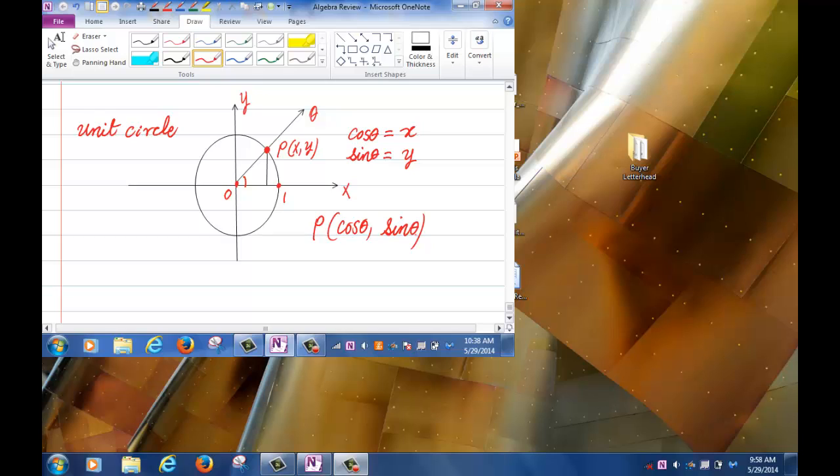So what I'm saying is that I have a unit circle, circle of radius 1, centered at the origin. That's the unit circle. I have an angle theta. Whatever the angle theta is, the terminal side intersects the circle at a point P. And what I'm saying is that the coordinates of P are given by cosine theta and sine theta, because cosine theta is x, sine theta is y, right?